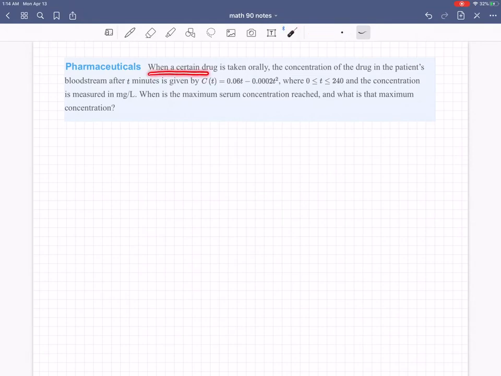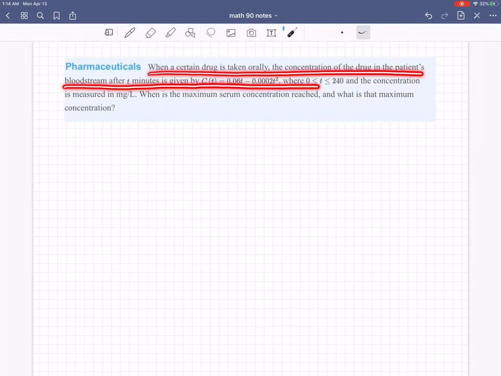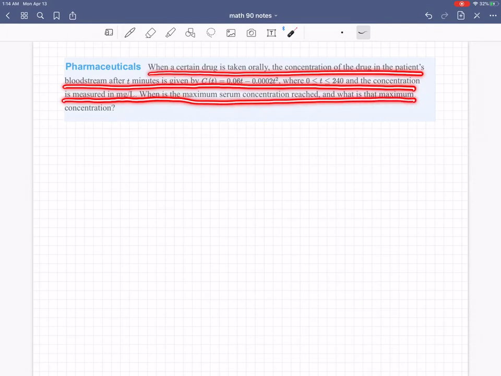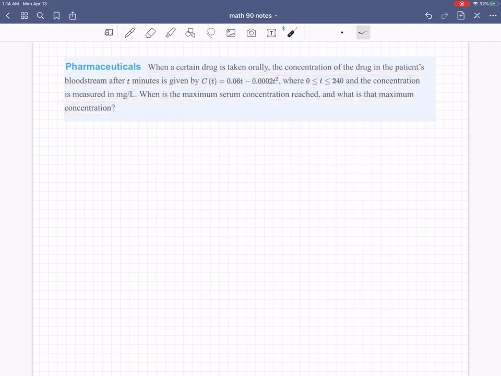When a certain drug is taken orally, the concentration of the drug in the patient's bloodstream after t minutes is given by C of t equals 0.06 t minus 0.002 t squared, where t is between 0 and 240 and the concentration is measured in milligrams per liter. When is the maximum serum concentration reached, and what is the maximum concentration?